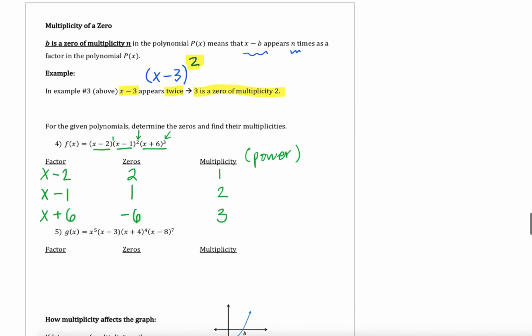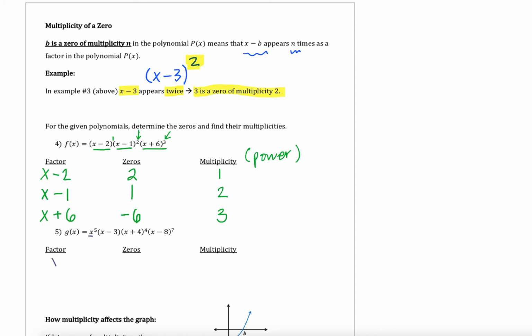Let's look at one more example of where we're just identifying the factors, finding the zeros, and their multiplicity. So in example 5, we have g of x equals x to the 5th times x minus 3 times x plus 4 to the 4th times x minus 8 to the 7th. Why don't you guys pause the video and list the factors and their corresponding zeros, and then we'll check that together. So for my factors, I think I have 4 unique factors on this one.